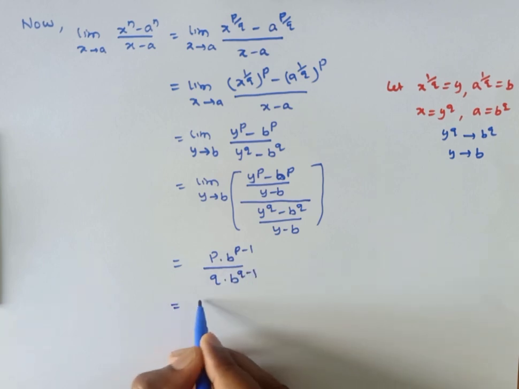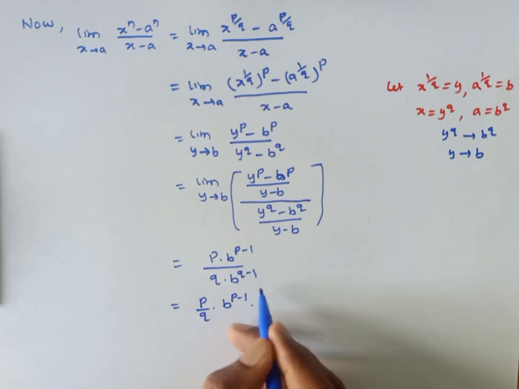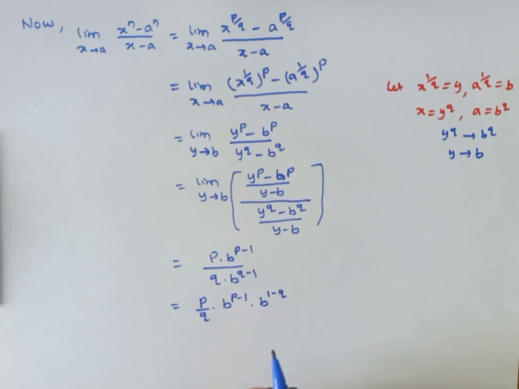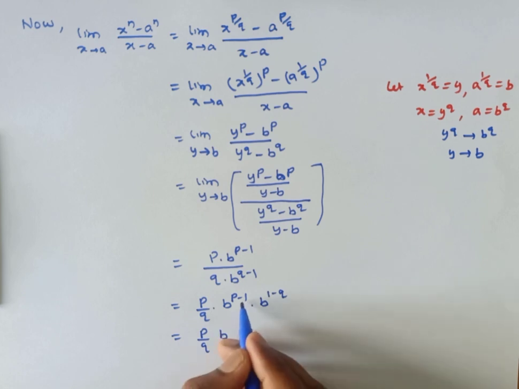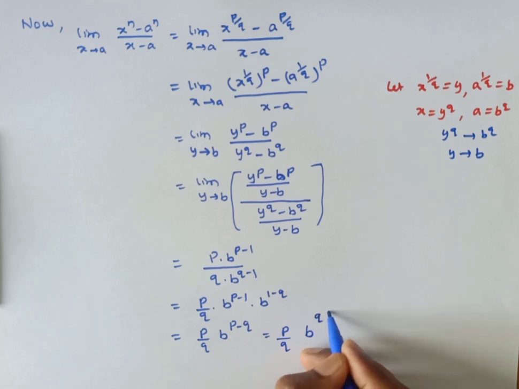Finally we can write it as p by q into b power p minus 1 into b power 1 minus q. So it is p by q into b to the power of minus 1 plus 1 gets cancelled, so finally it is p minus q. Now we need to express this as p by q into b to the power of p by q minus 1. So this is p by q into b to the power of, here I am multiplying and dividing with q, so that it is p minus q by q.